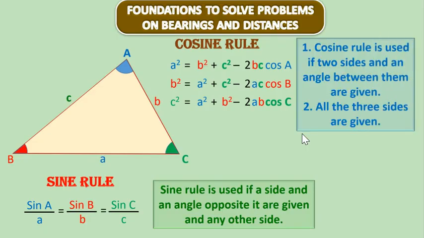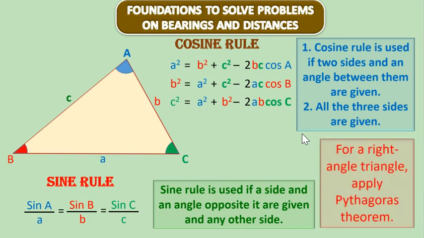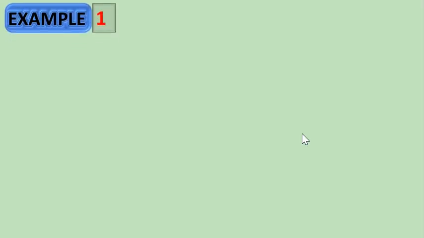To apply cosine rule, we say cosine rule is used if two sides and an angle between them are given. Number two condition to use cosine rule is if all the three sides are given. If all the three sides are given, then it's only cosine rule that can solve that problem. For a right-angled triangle, we can apply Pythagoras rule or simple trigonometric ratios. So now we are going to move to the next slide to solve a problem.